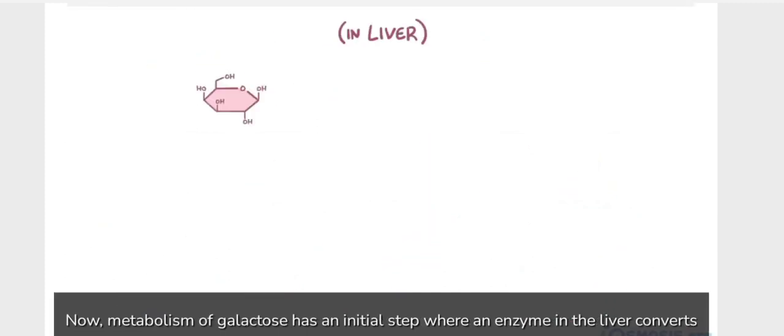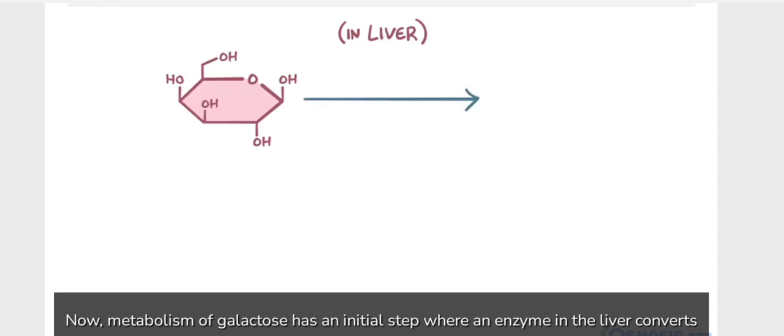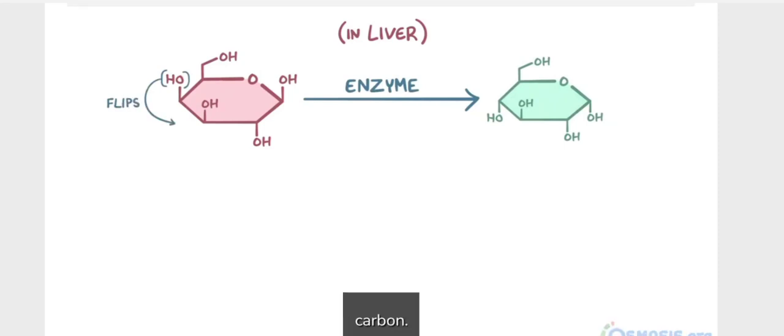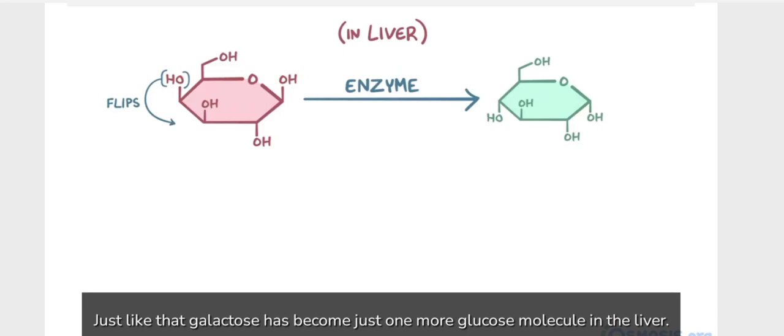Now, metabolism of galactose has an initial step where an enzyme in the liver converts galactose into glucose. It basically flips the orientation of the OH group on the fourth carbon. Just like that, galactose can become just another glucose molecule in the liver.